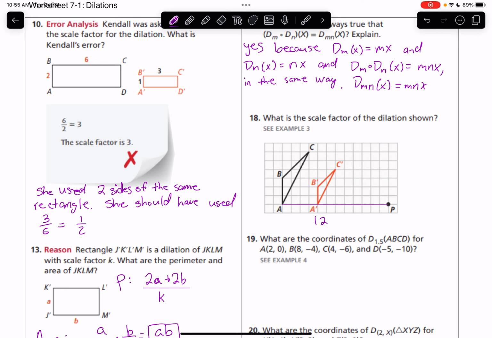But then if I count from point C to point A prime to point P, that's only 8 units. So I can say that my new distance from A prime to P is 8 over my old distance from A to P, which is 12. So my scale factor is 8/12, or 2/3, right? When my scale factor is less than 1, my shape gets smaller, which it did here.